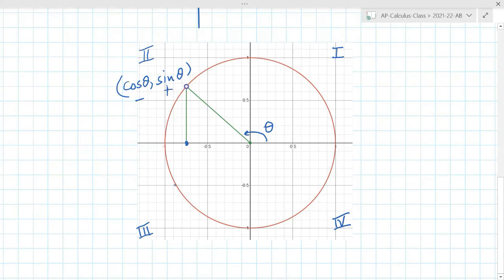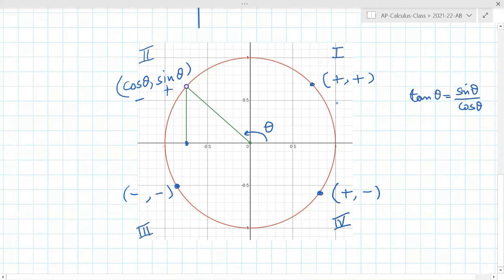And if you were here, then cosine theta would be negative and sine theta would be negative. And if you're here, cosine theta is positive, and sine theta is negative. And here we already know.